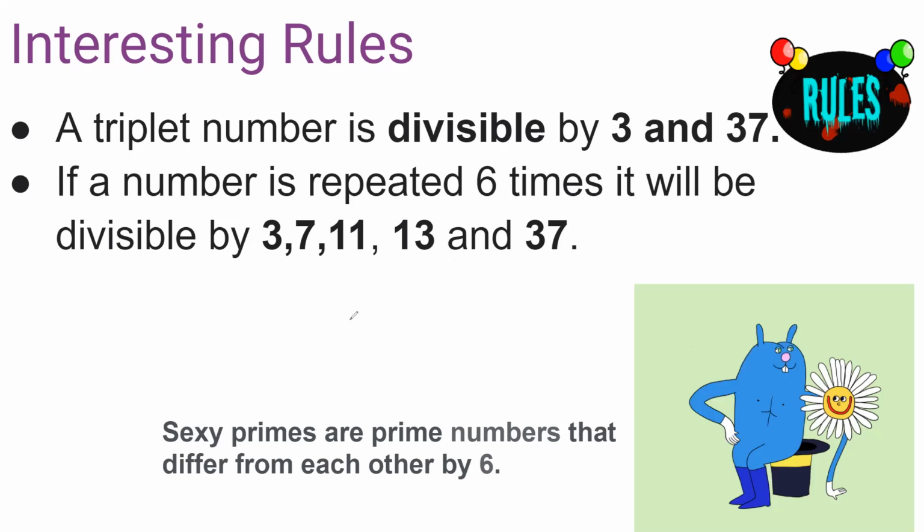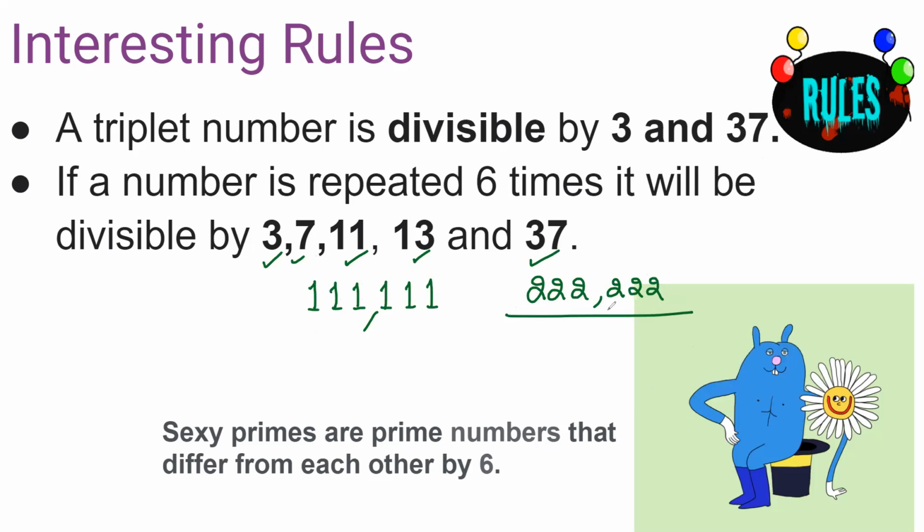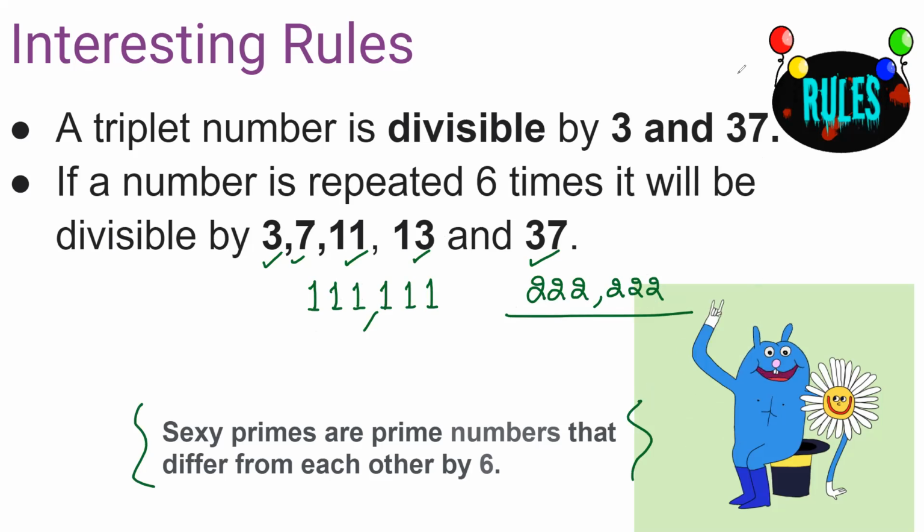Now, if a number is repeated 6 times, I mean you write any number 6 times, then it will be divisible by all of these numbers: 3, 7, 11, 13 and 37. I mean any number which is repeated 3 times will be divisible by 3 and 37, and if it is repeated 6 times, then it will also be divisible by 7, 11 and 13. So this is another interesting fact. Let's go to the next slide.